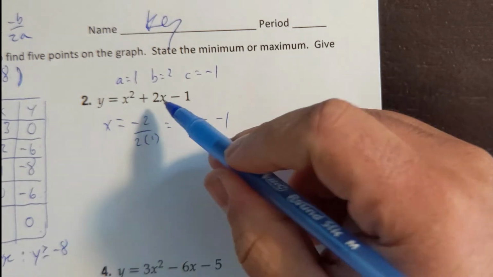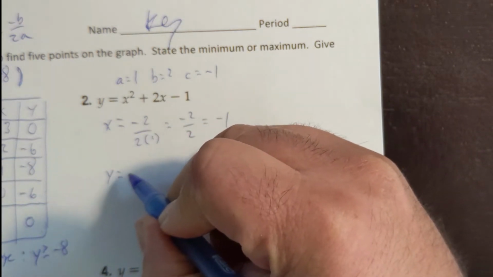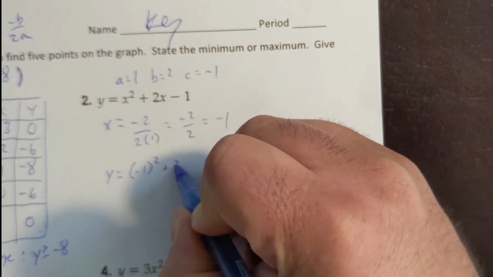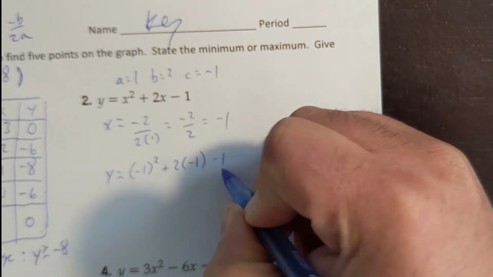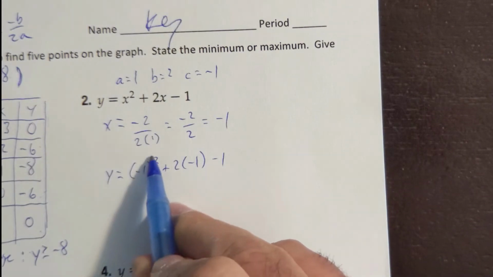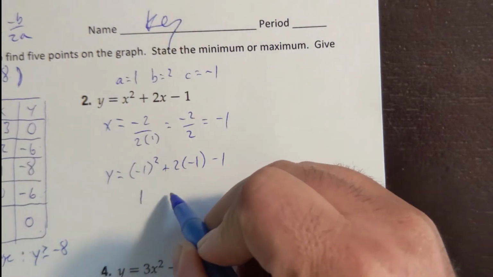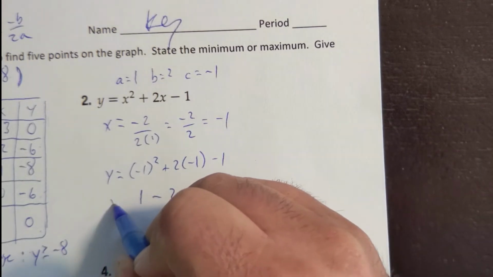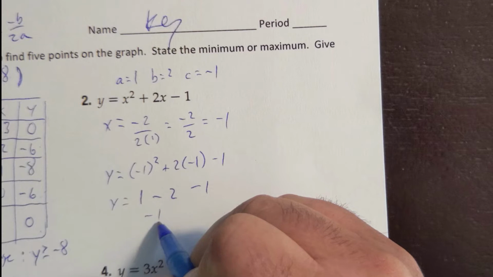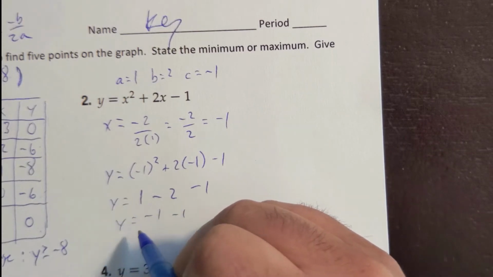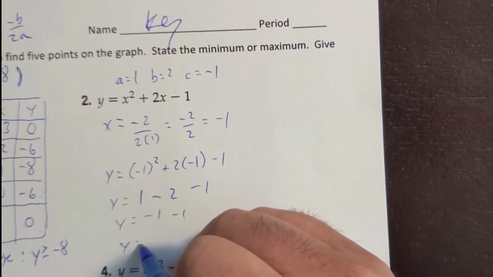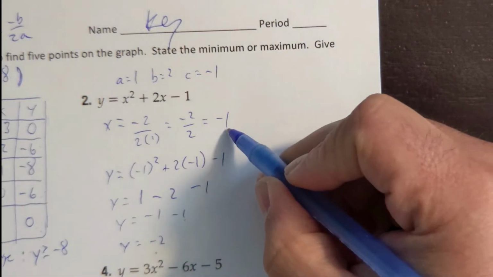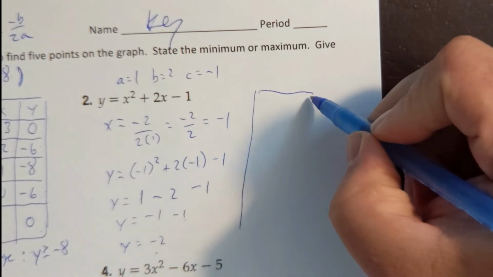Now that we have that, we're going to substitute it in again. So it's going to be -1 squared plus 2 times -1 minus 1. So -1 squared is going to be +1. 2 times -1, we're at -2. So 1 minus 2 is -1. And then -1 and -1, we're at -2. So there's our y value. Here's our x value. We can do our table.